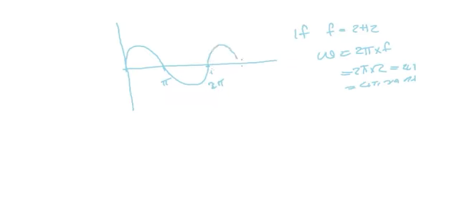Let us consider another example: if f is equal to 2 hertz, omega will be what? Omega will be 2 pi into f, that is 2 pi into 2, which is equal to 4 pi radians per second. In this axis we have pi, 2 pi, 3 pi, 4 pi, etc.